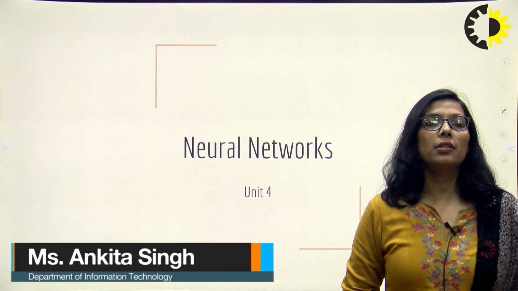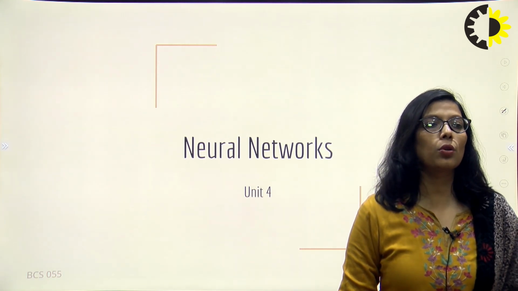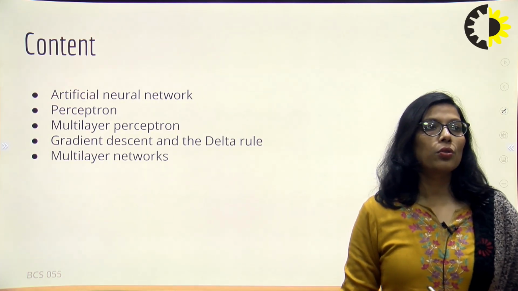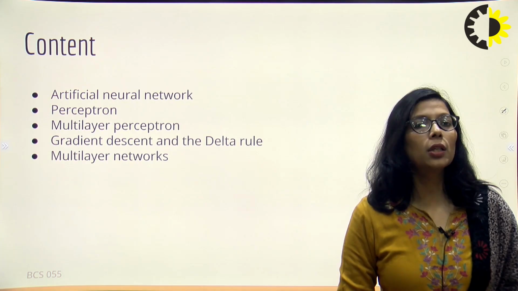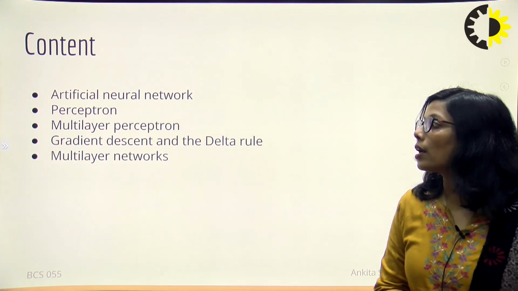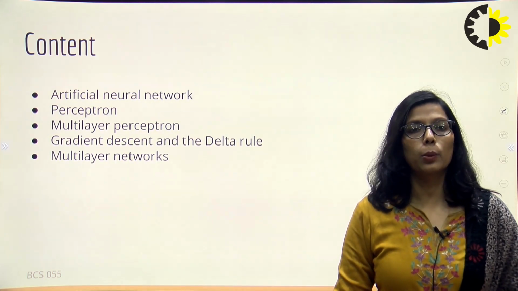Today I am going to discuss the topic neural network of Unit 4 for the course PCS 055. So the content I am going to cover is an introduction to artificial neural network, perceptron, multilayer perceptron, gradient descent and the delta rules and the multilayer networks.